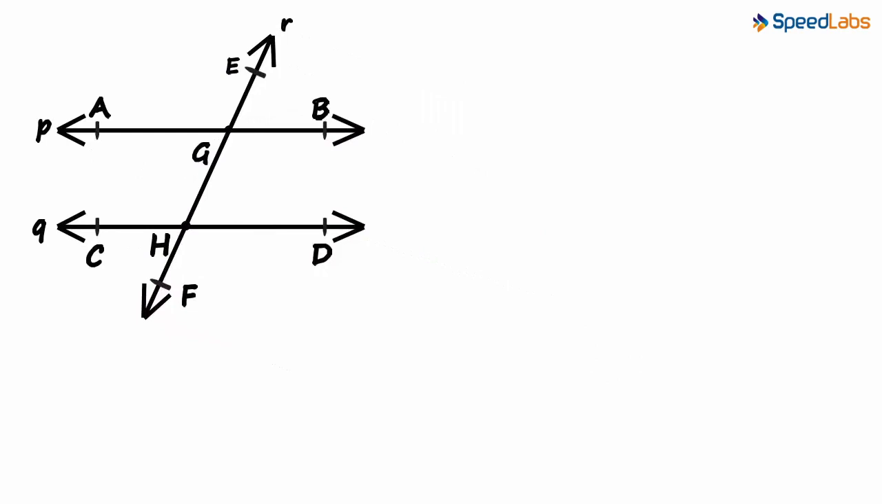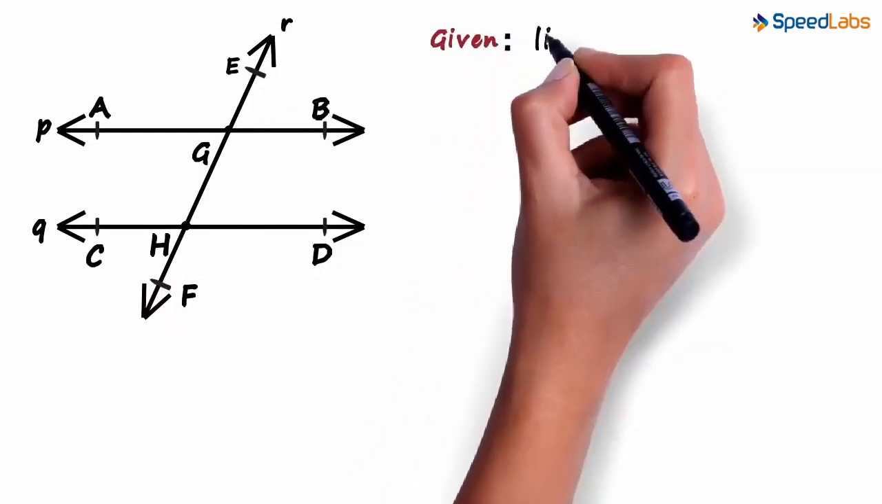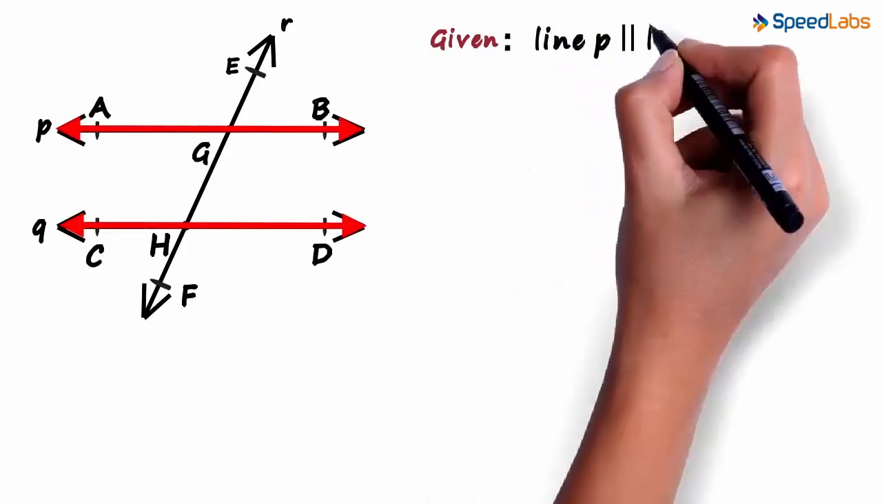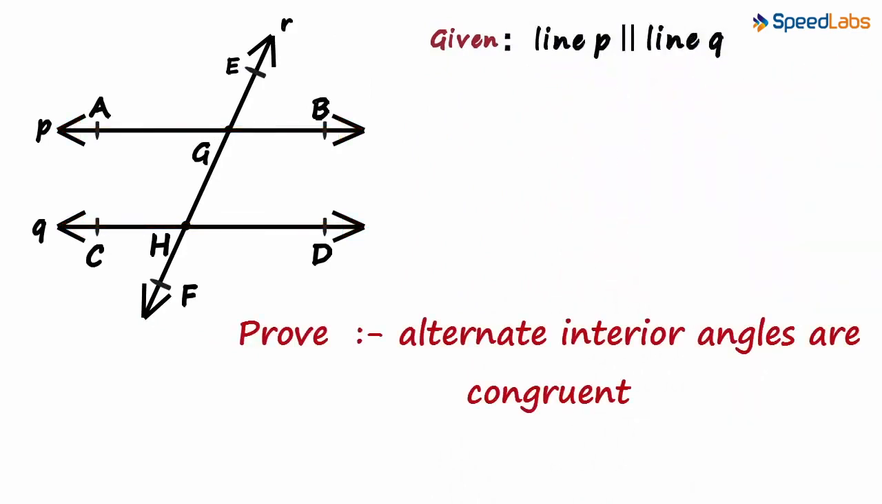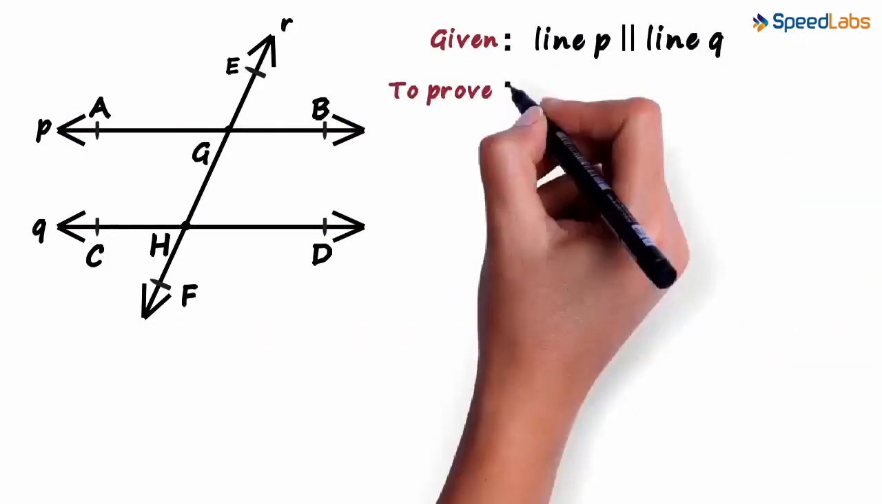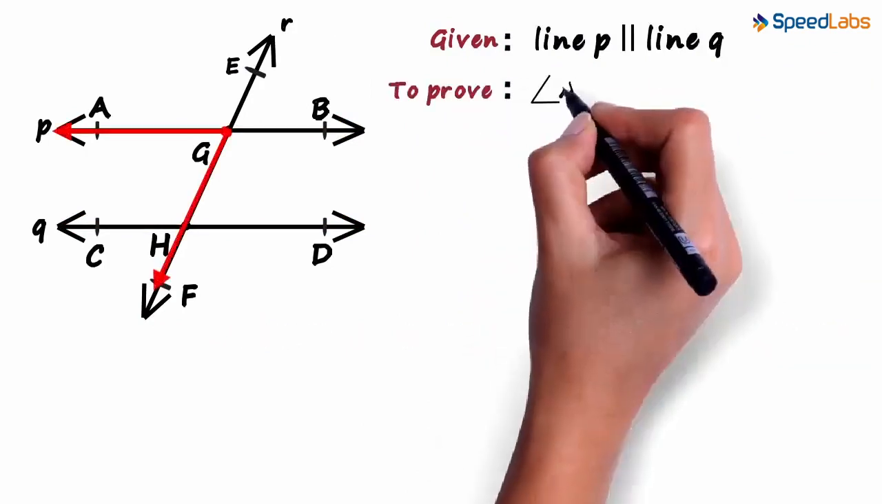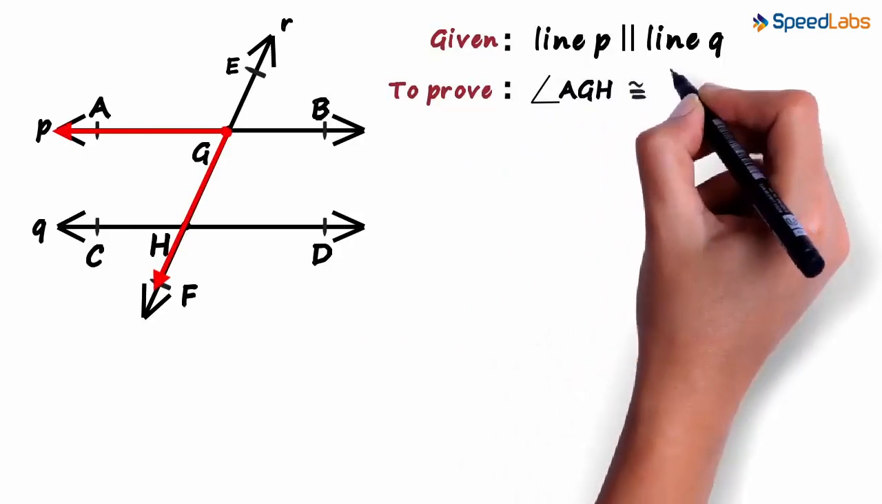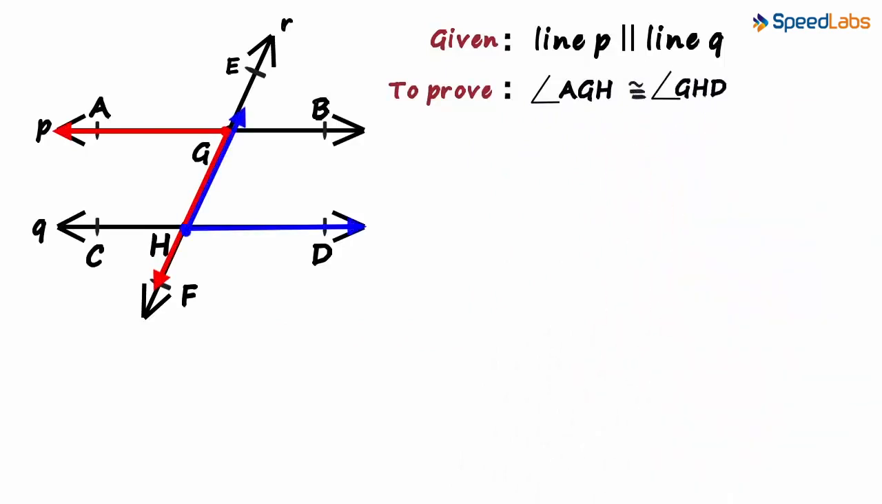What we know will be written in the given section. The only thing that we know is that line P is parallel to line Q. We have to prove that the alternate angles formed are congruent. We have to prove that angle AGH is congruent to angle GHD. This is one of the pairs of interior angles.